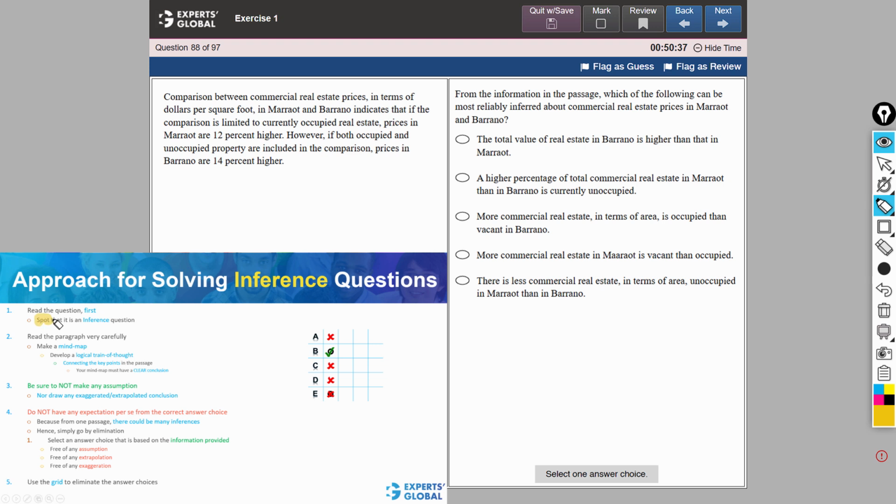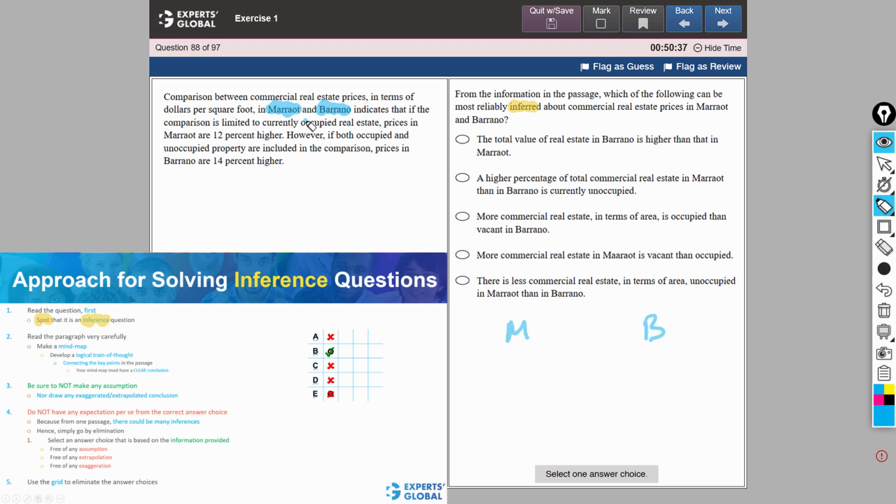We spot that this is an inference question. A bit of math involved here, but this is inspired by a real GRE question, so you can expect such a question once in a while. There are two geographies under consideration, let's say M and B.